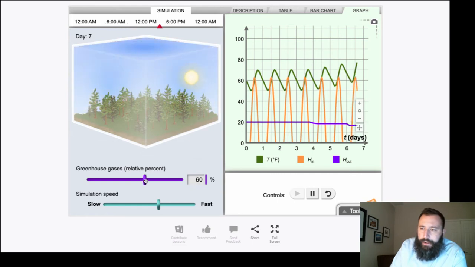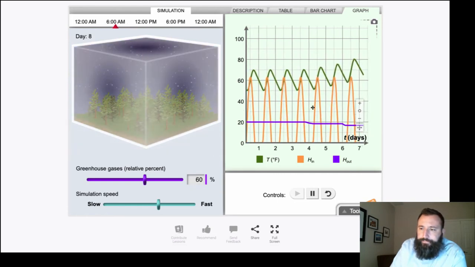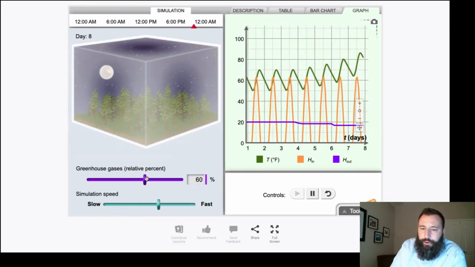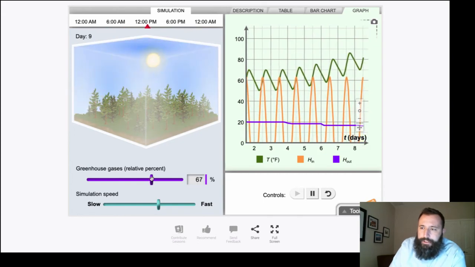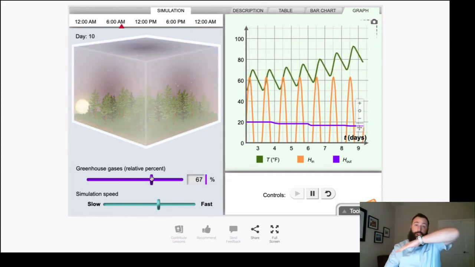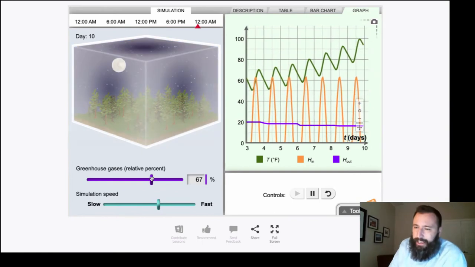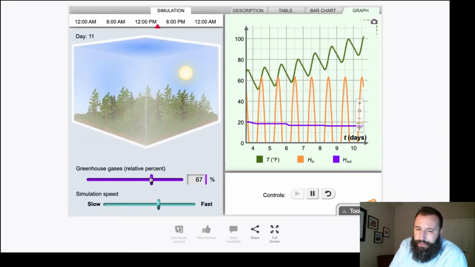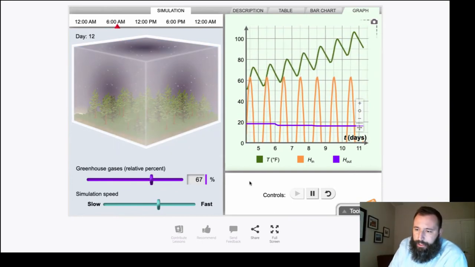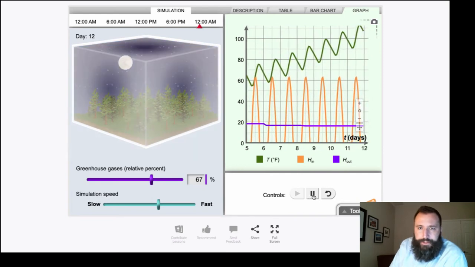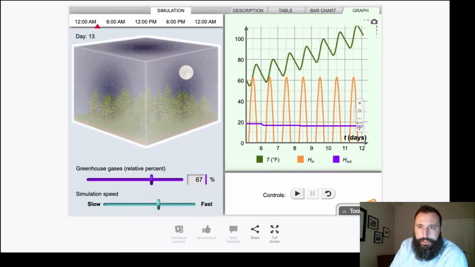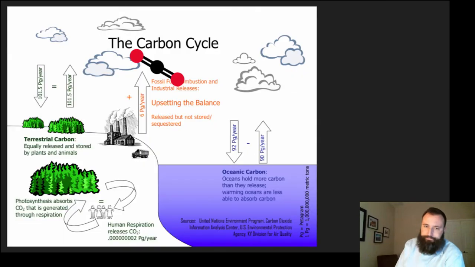So let's see what happens to the trend of that line then if I start to increase these greenhouse gases, and we speed up our simulation a little bit too, so it goes faster. And you're seeing now, right? There we go. Right now you're starting to see that uptick of that slope of the line, right? As we increase temperatures all that much more. So let me push pause here on the sim, and we'll go back to the slides.